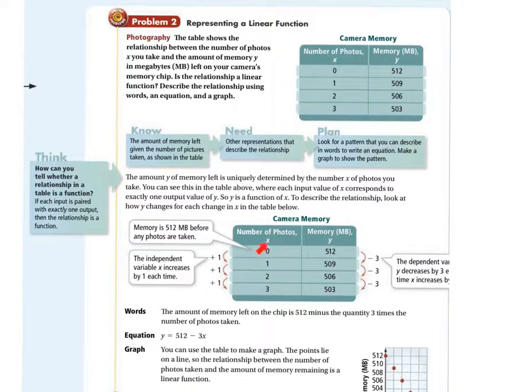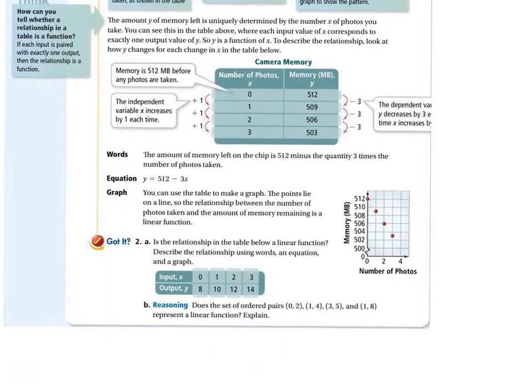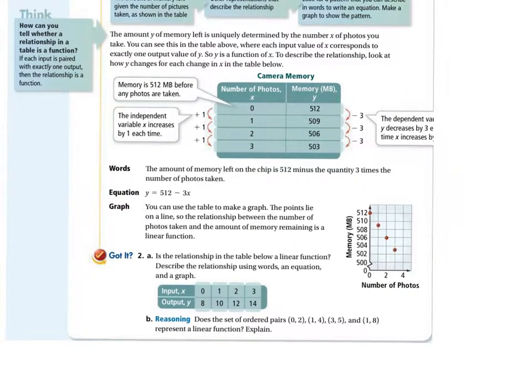So 0 photos, right? 512. We kind of said that already. 1 photo. So notice each time, right, you're taking 1 more photo. Over here you are subtracting away 3 megabytes. So we need to write a function to go with that. So y equals 512 minus 3 times the number of photos.